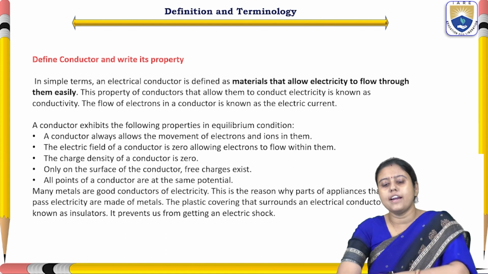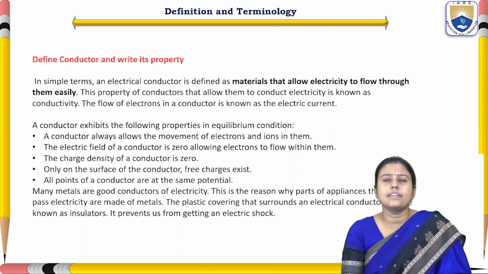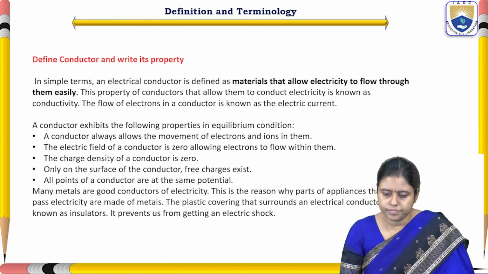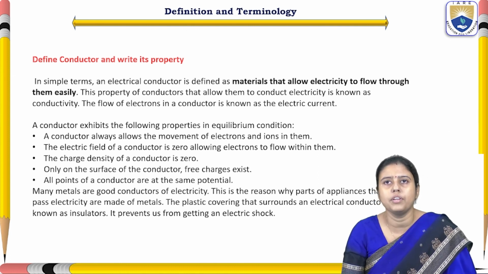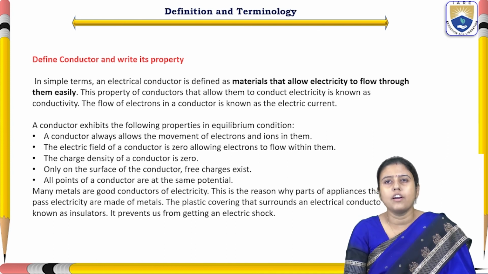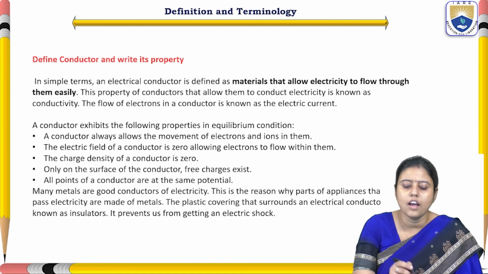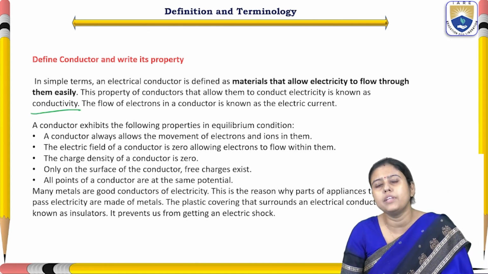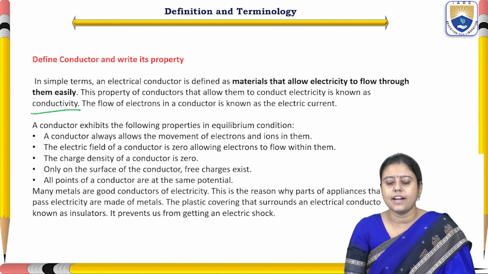Define the conductor and write its property. In simple terms, an electrical conductor is defined as the material that allows electricity to flow in it easily. This property of the conductors that allows them to conduct electricity is known as the conductivity of the medium, and the flow of the charges through the conductor is known as the electric current.